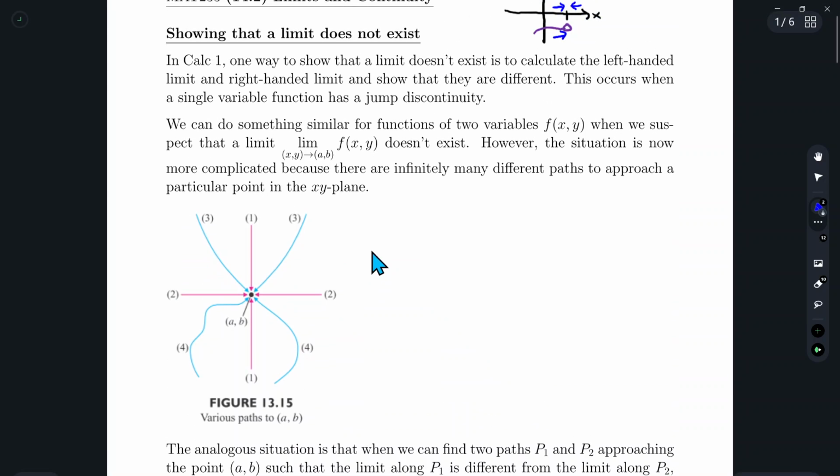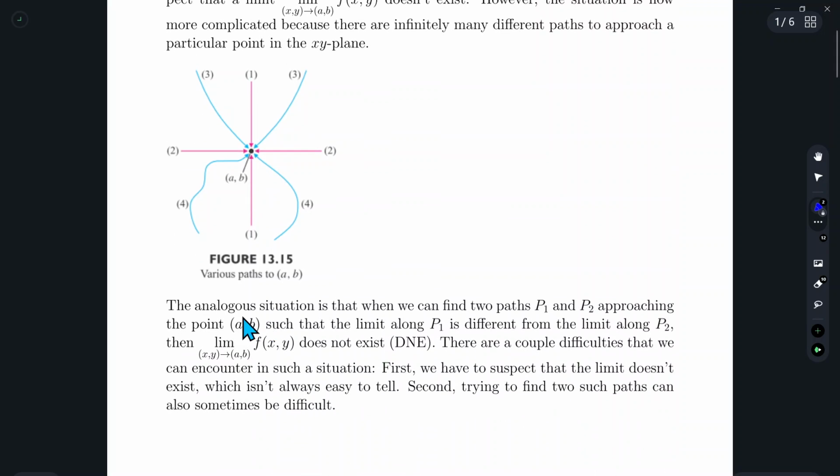So how can we show a limit doesn't exist? We only need two particular paths. If we're able to find two particular paths, P1 and P2, such that when you approach the point you're interested in, the limit along one of the paths has a different value from the limit along the other path, then the limit doesn't exist. Basically, we just need to find two paths along which the calculation of the limit gives you different values, and then we can say that the limit doesn't exist.